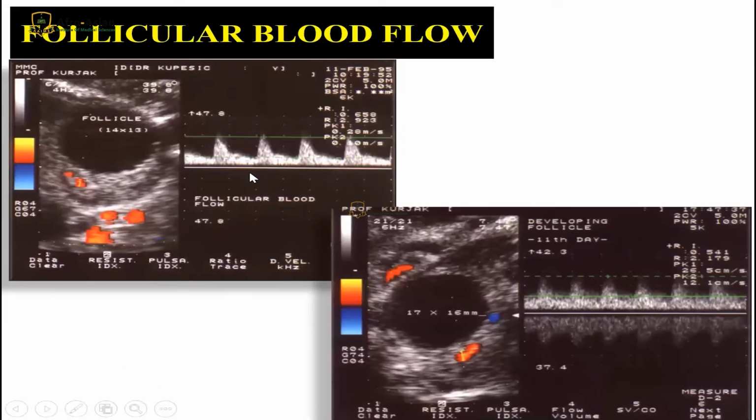If you look at this scan, here we have a follicle which is 13 by 14 millimeters, and by putting color Doppler we can get the color flow, and here is the spectrum of this vessel showing flow in it. This is another follicle which is a bit larger than the other one. It is 17 by 16 millimeters, a mature follicle, and the vessel is there, and we will perform spectral Doppler to assess its RI and PI.